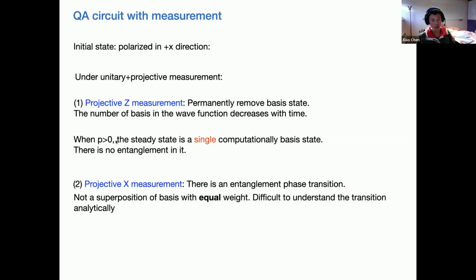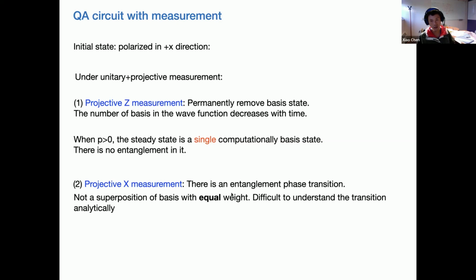So when p is larger than 0, the steady state is a single computational basis. There's no entanglement in it. There's no transition in it. So this is not what we want. Therefore, we could consider a projective X measurement. Then there is an entanglement phase transition. However, it is not a superposition of bases with equal weight, so we are not able to understand this transition analytically.